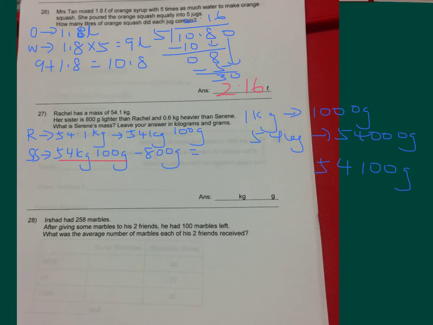Okay, and I have to minus away 800 grams. So 0, 0, borrow, 3, 11 minus 8, 3, 3, 5. So the sister is 53,300 grams.